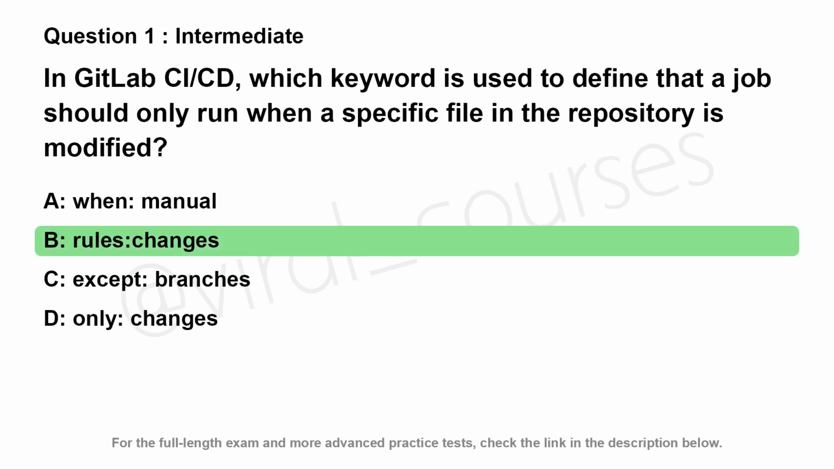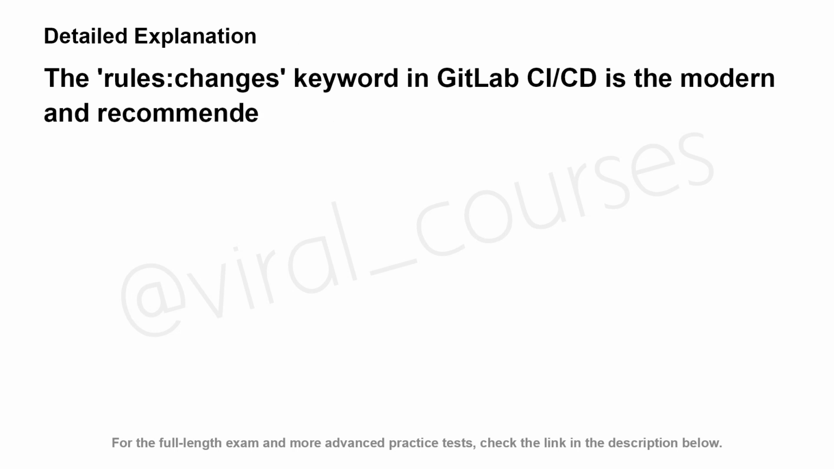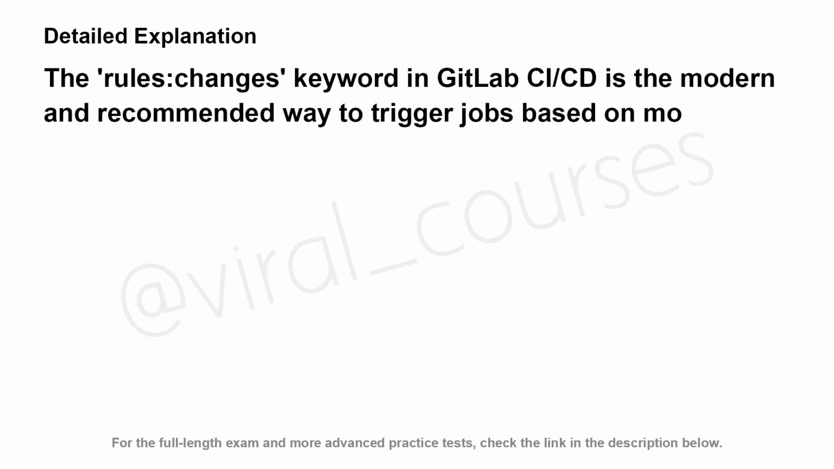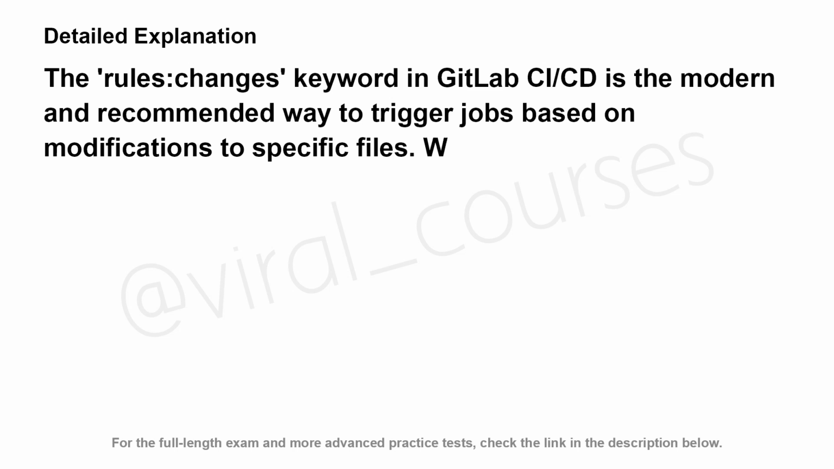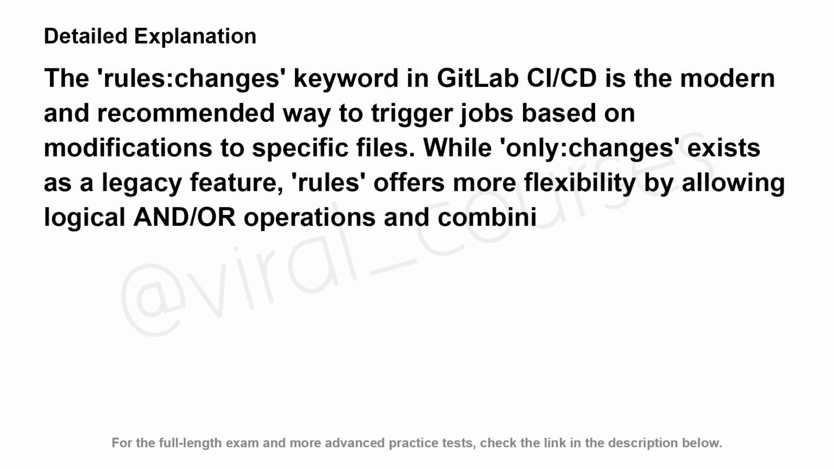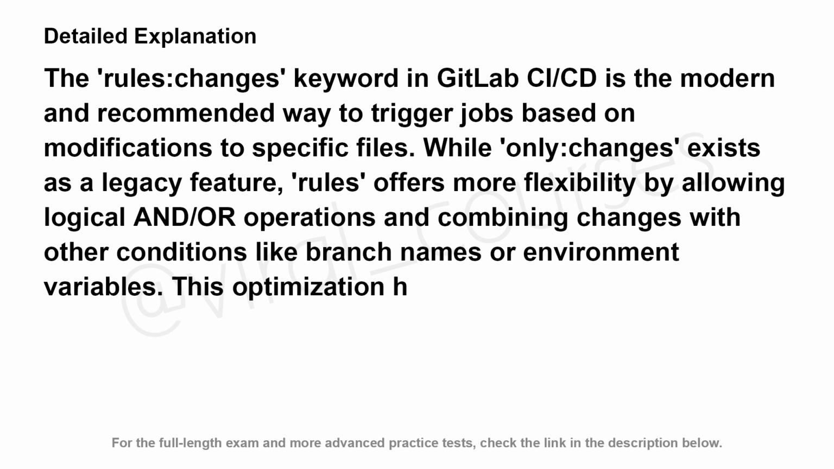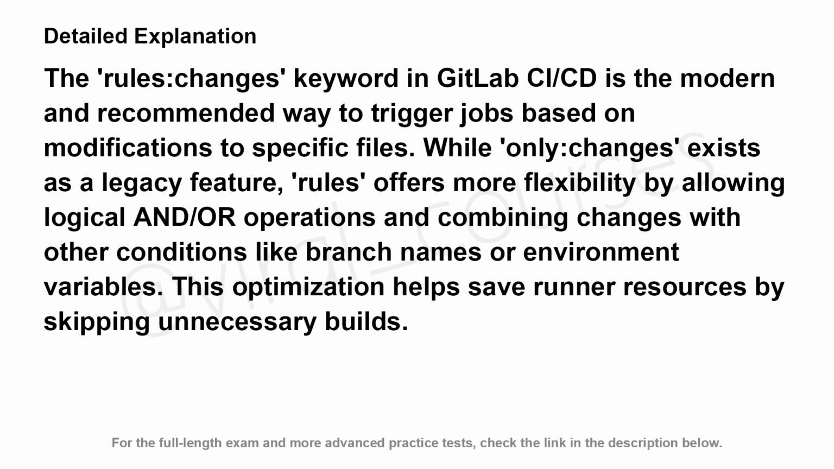The correct answer is B. The rules: changes keyword in GitLab CI/CD is the modern and recommended way to trigger jobs based on modifications to specific files, while only: changes exists as a legacy feature. Rules offers more flexibility by allowing logical AND/OR operations and combining changes with other conditions like branch names or environment variables. This optimization helps save runner resources by skipping unnecessary builds.